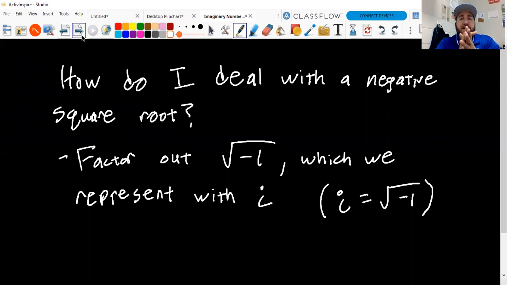So how do I deal with a negative square root? When I run into one, how do I deal with it? Well, we factor out that square root of negative 1, like I mentioned a couple slides ago, which we represent with the letter i. Again, that is a letter i. It's kind of like italicized. It's got the little curve on it. That's going to confuse you if you just want to do a straight letter i. That's fine. So we need to know that i is equal to the square root of negative 1. You'll need to memorize that.